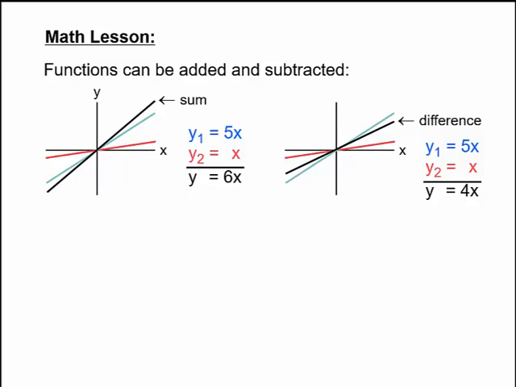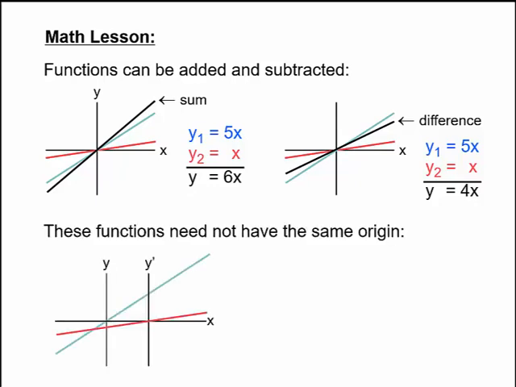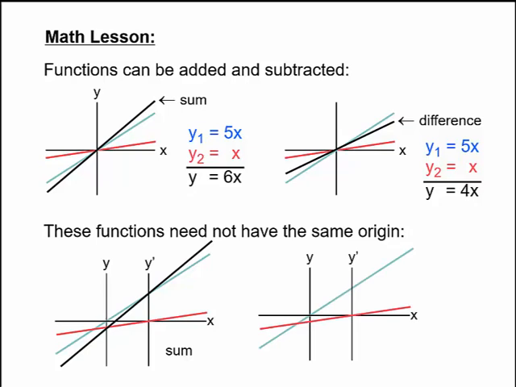So we had these 2 functions. They were both centered at the same origin here, but they don't have to be. I can do this on y and y prime, and I can sum those up, and I can still get a sum. Or I could get a difference. And that's what we're doing when we do our molecular orbital theory.